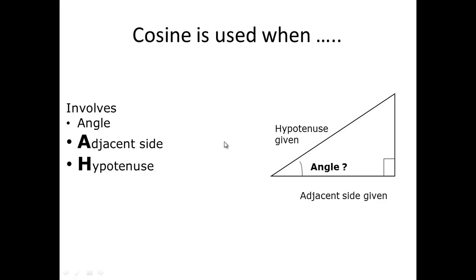Cosine is used when the question involves the angle, adjacent side, and the hypotenuse side. You can use it to find the angle, the adjacent side, and also the hypotenuse.